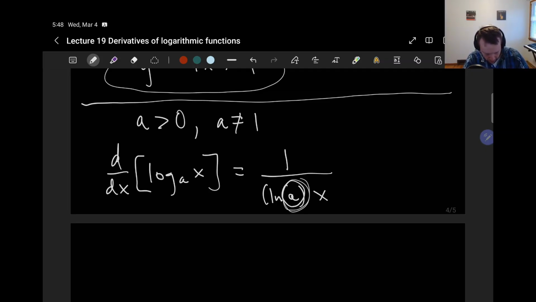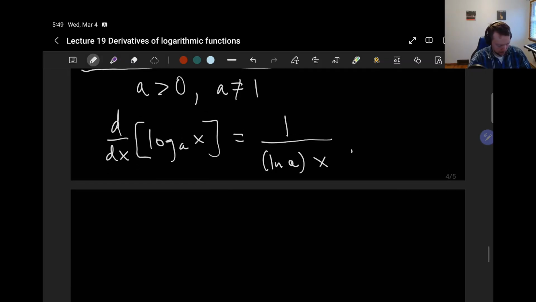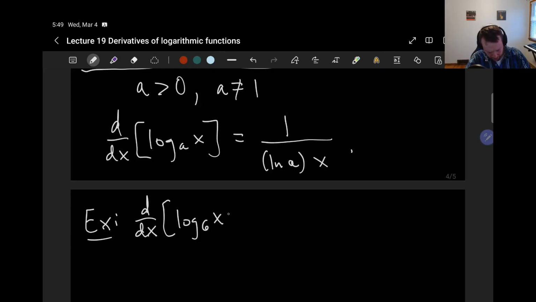And the reason it works for that too, remember natural log is log base e. So this a here would be e, and ln of e is just 1. So this formula works for ln as well. This is the more general version. Let's do a couple examples with this. Looking at log base 6 of x, taking its derivative is just 1 over natural log of 6 times x.